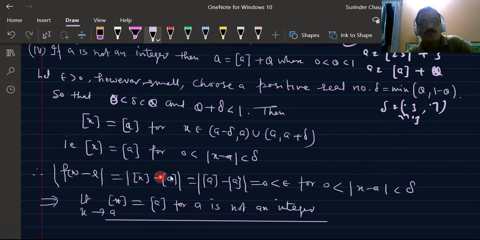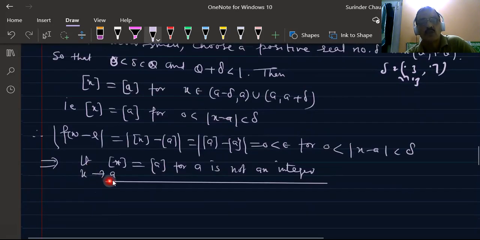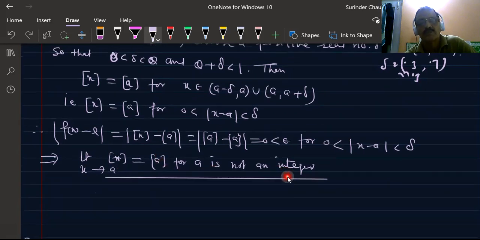In the whole domain, f(x) minus L equals this minus this, so 0 is less than epsilon for all x belonging to the delta neighborhood. So this implies that given epsilon, delta is a chosen fixed number depending on epsilon, such that the limit as x tends to a of the greatest integer function of x is equal to the greatest integer function of a, where a is not an integer.